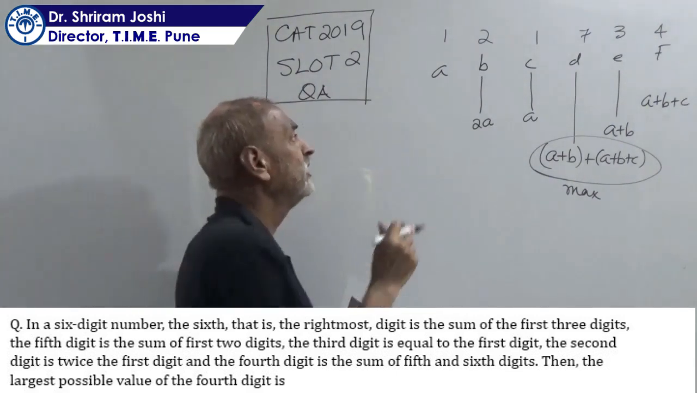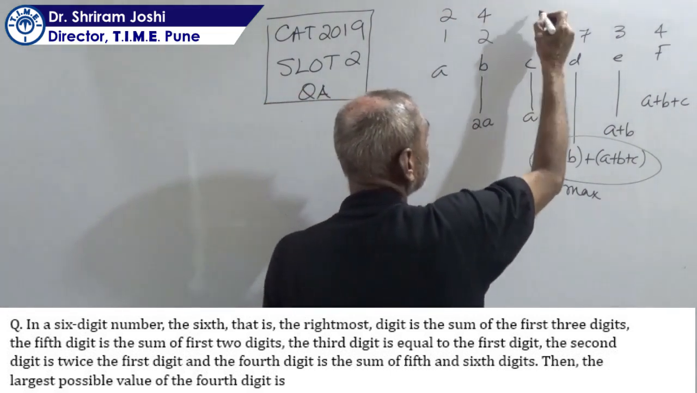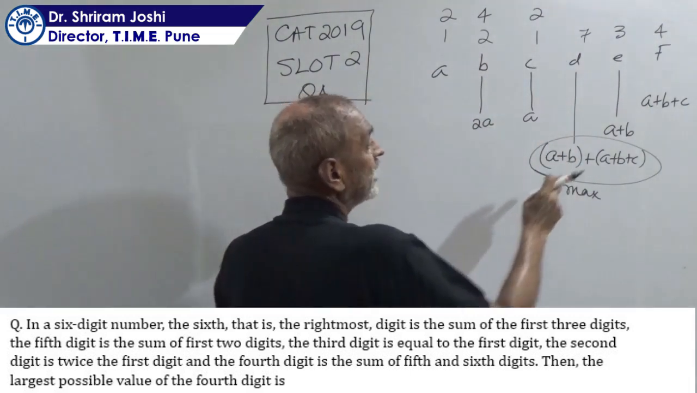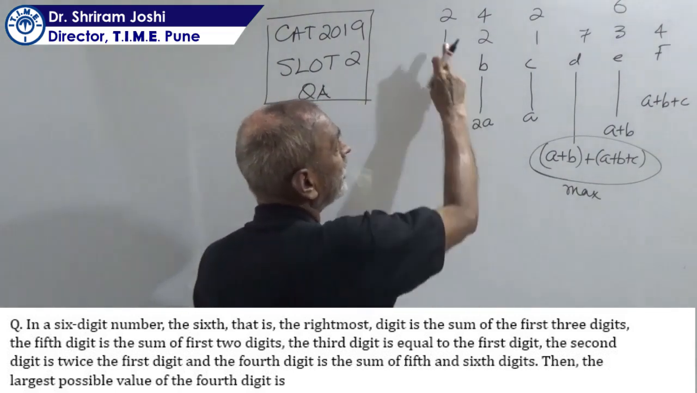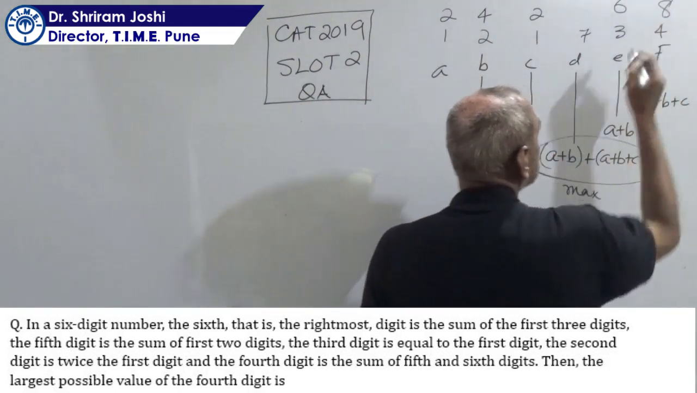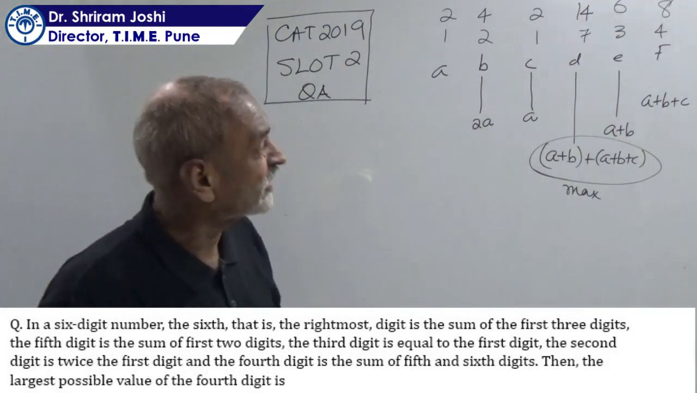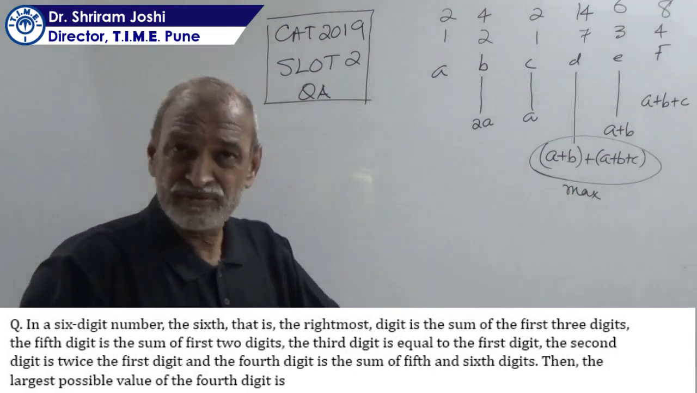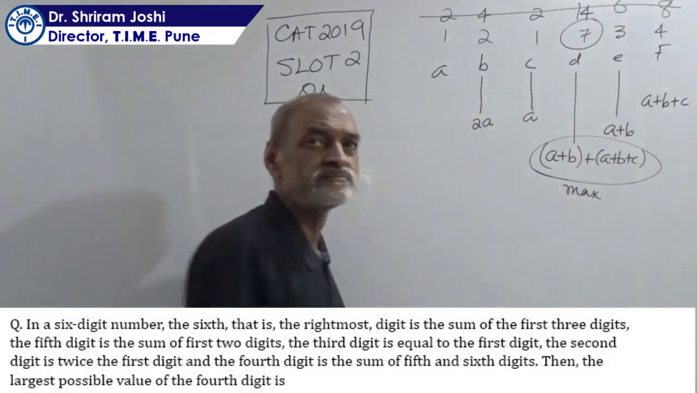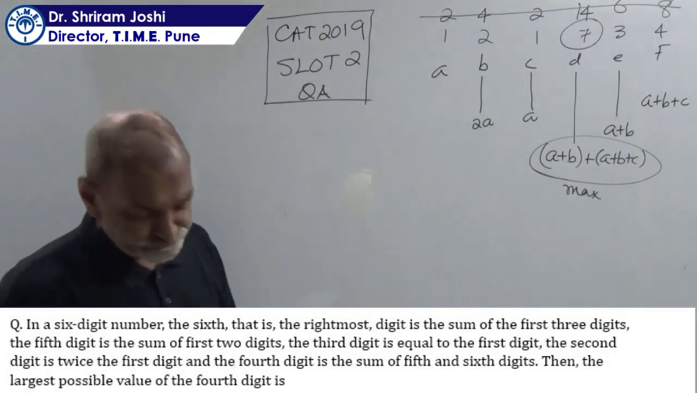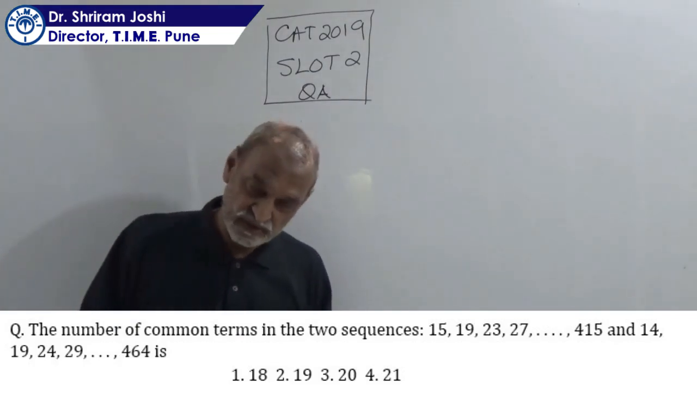Let's increase it. If A is 2, then B will be 4, C will be 2, E will be 6, F would be 8, and what about D? 6 plus 8, 14. Can a digit of a number be 14? Impossible. We're gone. Maximum 7. Answer.